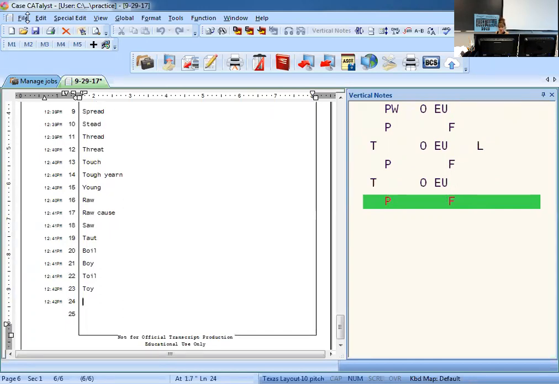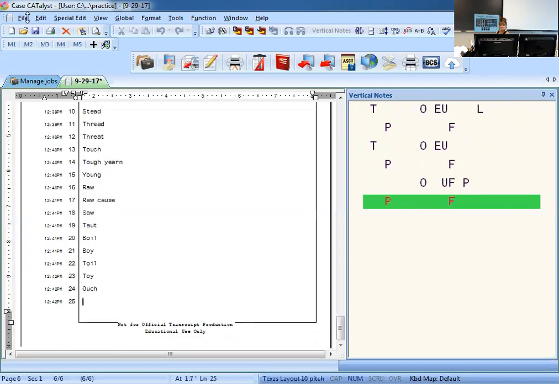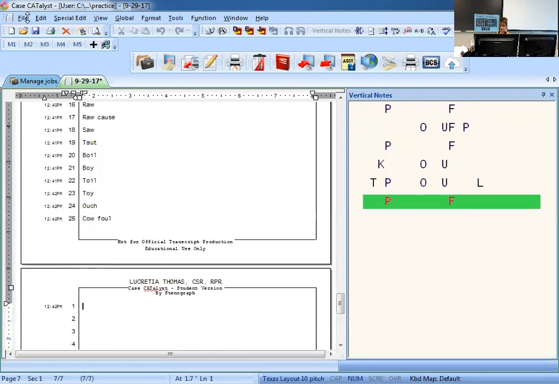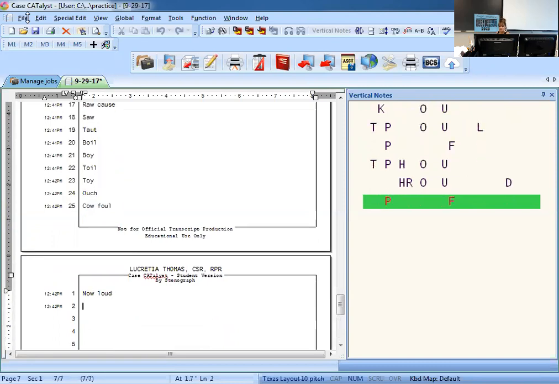And then the ow, like ouch, is the O-U. Remember, the O-W words are going to be O-U. U acts as a W, okay? So we've got cow, now we're using the O-U. Foul, F-O-U-L. Now, ow, O-U. Loud, O-U, L-O-U.